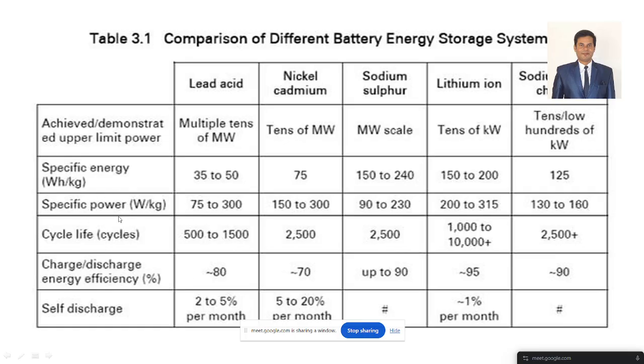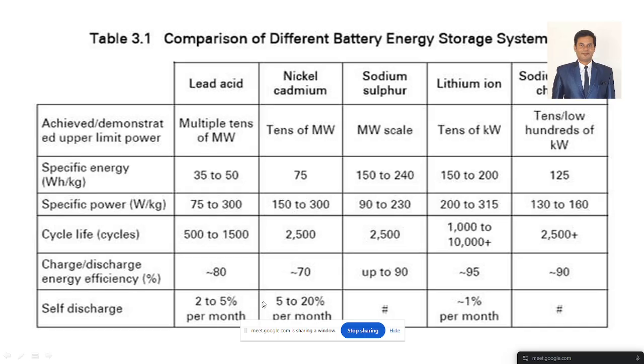And then when you talk about the power, for your lithium ions, it is around 200 to 315, right? And charging-discharging efficiency is around 95%. For lead acid it is 80%. For nickel cadmium it is 70%. For sodium sulfur it is up to 90%, right?